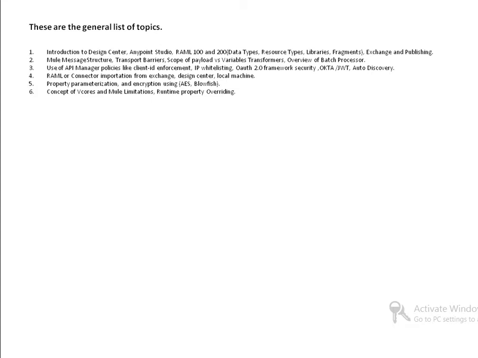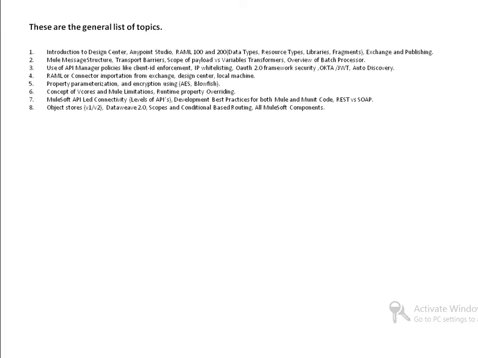Runtime property overriding. Next, Mulesoft API-led connectivity, the different levels of API like System API, Process API, Experience API. Development best practices for both Mule XML code and MUnit code. REST versus SOAP services, the differences between them. Object Store V1 and V2. Complete DataWeave 2.0, scopes and conditional based routing, and all Mulesoft components which are natively available. Next, you need to look at the Log4j framework, MUnits, Maven, and dependency injection via the POM file.